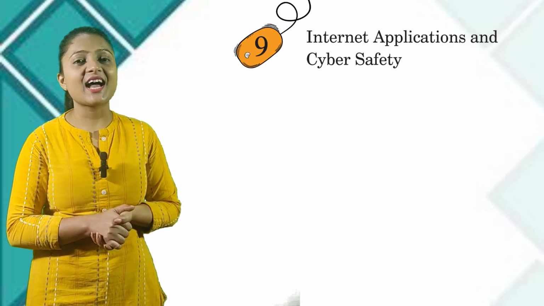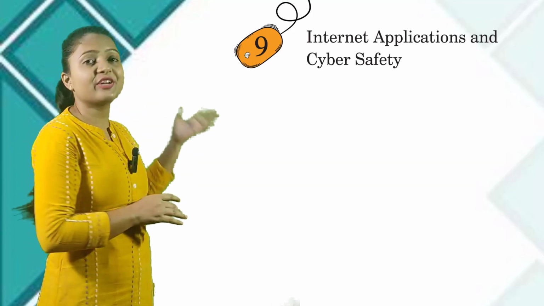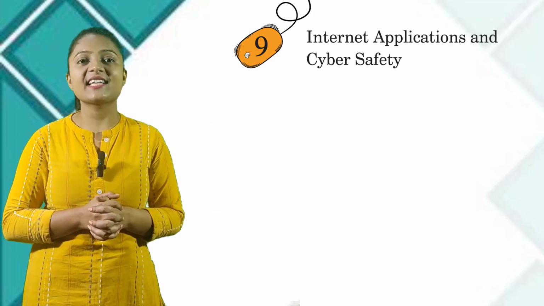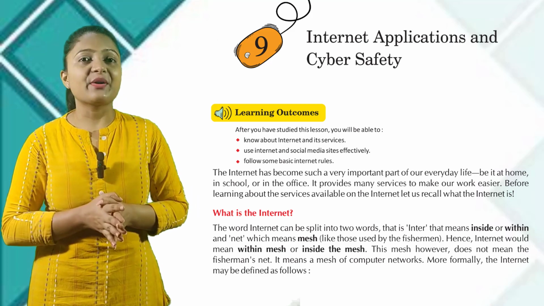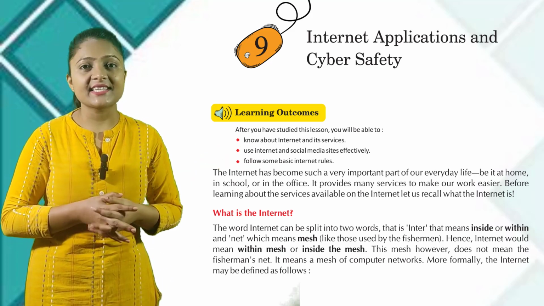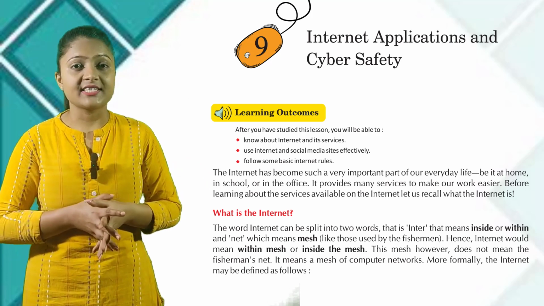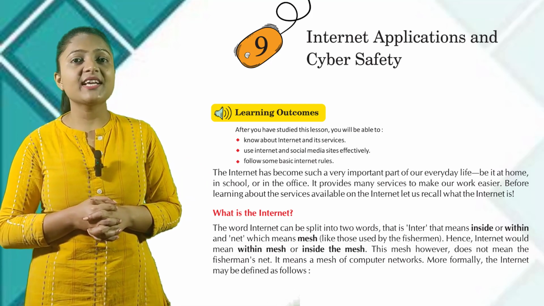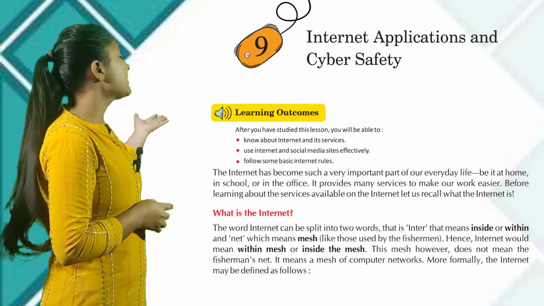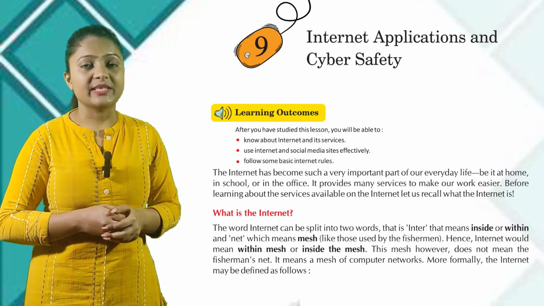Today we are going to start chapter 9 of your book, which is Internet Applications and Cyber Safety. Learning outcomes. After you have studied this lesson, you will be able to know about the internet and its services, use the internet and social media sites effectively, and follow some basic internet rules.